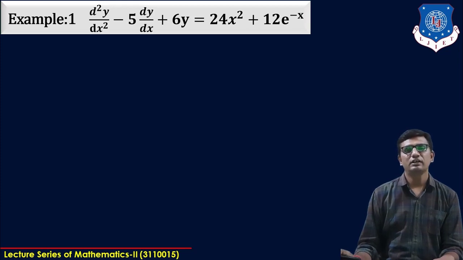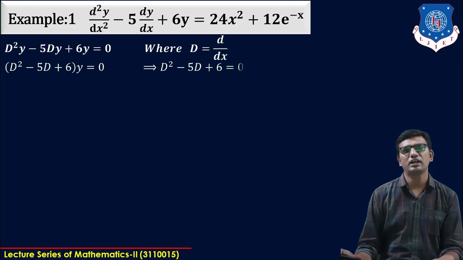Here, the right hand side functions are algebraic and exponential. It is a linear combination of two functions, so we have to take the linear combination of these two functions in the choice of yp. First of all, we will check whether our function Rx belongs to the basis of yc or not. First of all, we find the corresponding homogeneous differential equation. It is d square y minus 5 dy plus 6y equal to 0, where d is the differential operator d by dx.